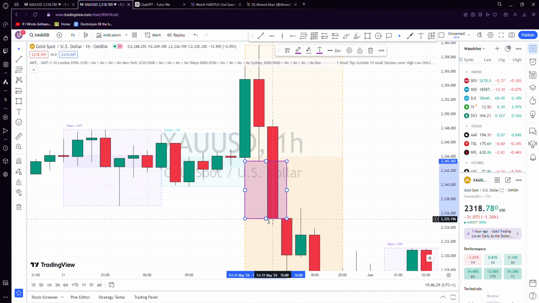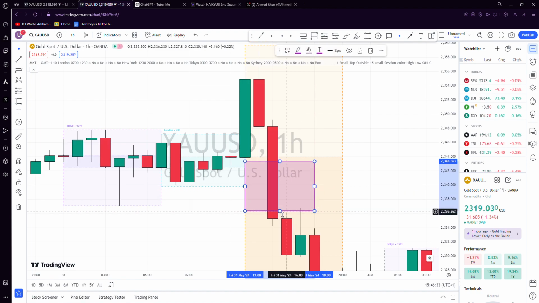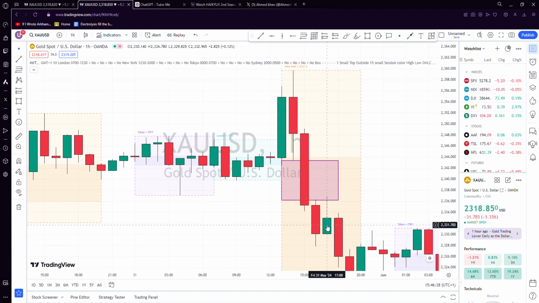Okay, so I'll pull it up. And that is your fair value gap. And now we can see what happened on the next candle. This fair value gap box. What happened to price on the next candle? This bullish candle. It went up.